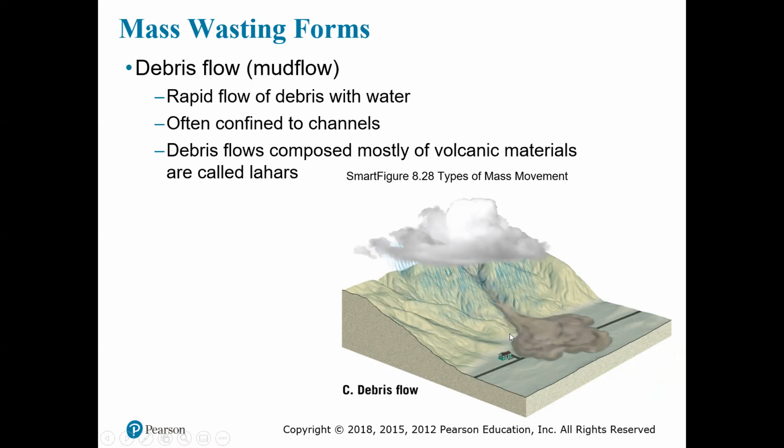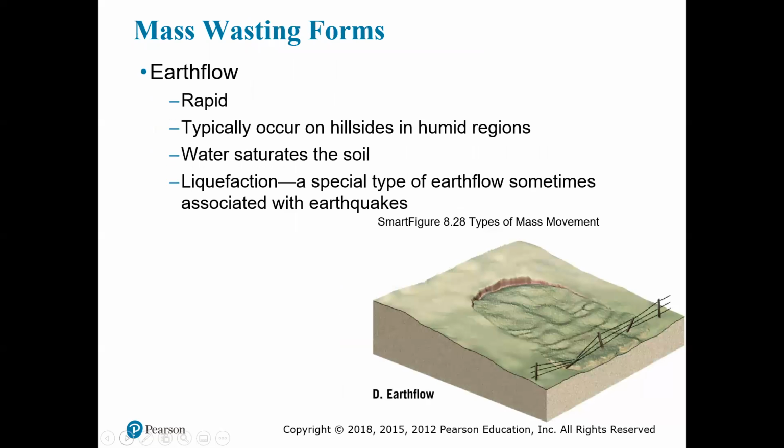And this can also be like the lahars that we looked at that are associated with volcanoes. And then we can have earth flows, which are another type of rapid movement. We see these on slopes typically that aren't as high. Water saturates the soil, and then you get a bit of a slump here, and then it just slides downward.